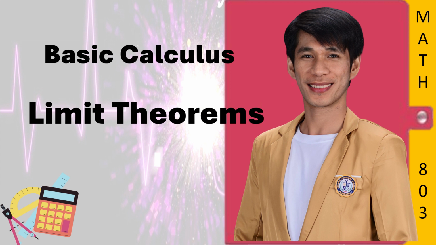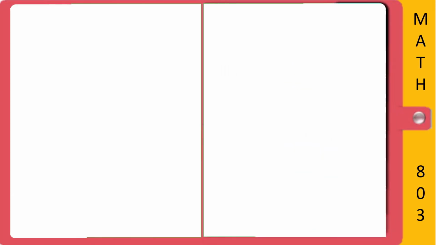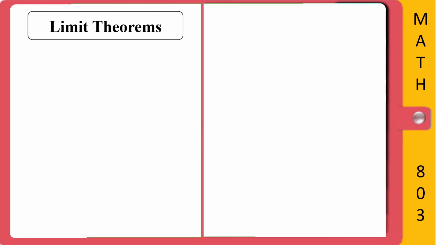So now, let's talk about limit theorems. We will have 9 theorems that we will be discussing. But before that, let us first define the meaning of a theorem. A theorem is a proposition or a statement in math that can be proved and has already been proven true.